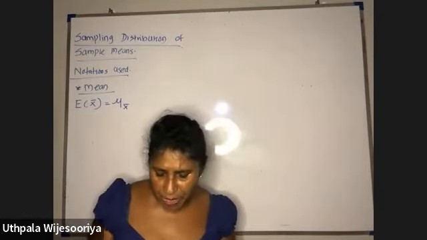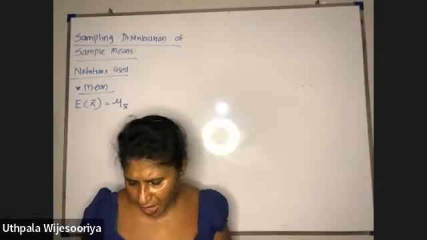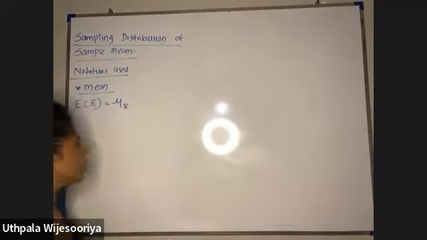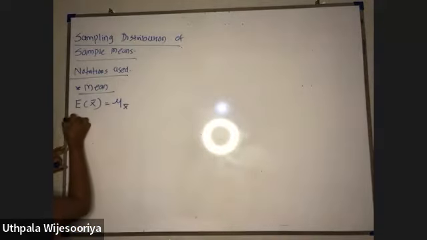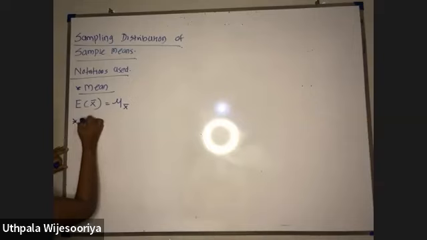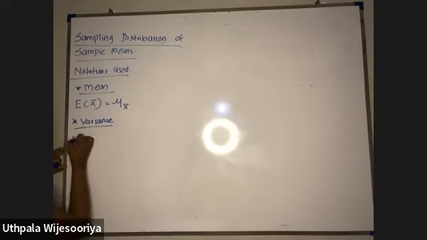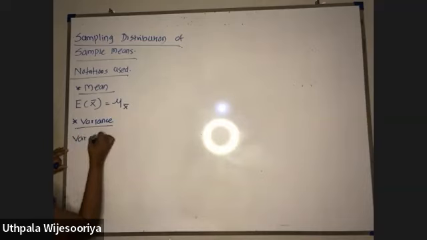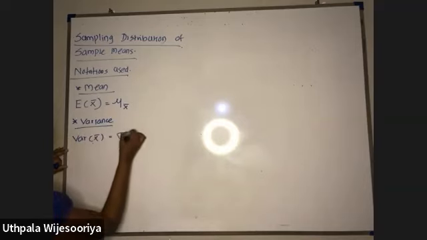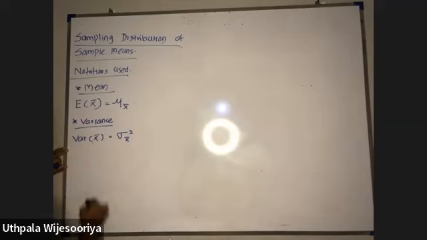Then the variance of the sampling distribution of sample means. So what is VAR(X bar)? Variance. VAR(X bar) is denoted as sigma square X bar. This is the variance of the sampling distribution of sample means.